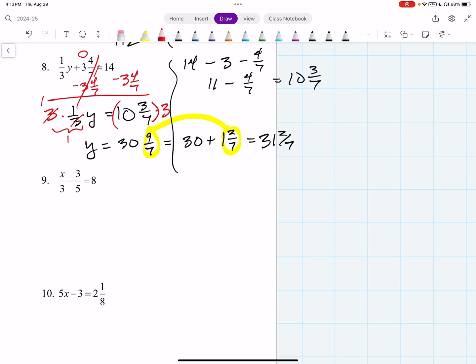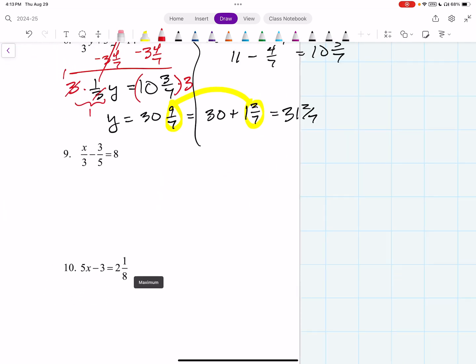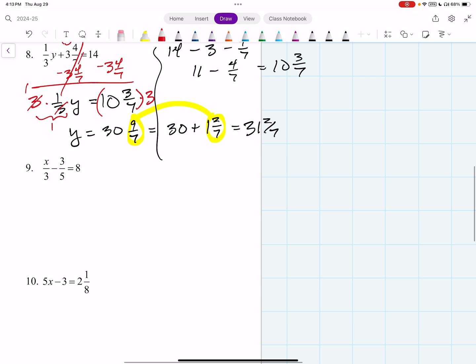We got add the opposite again. So let's add the opposite here. We're going to add 3/5 to both sides. The opposites on the left cancel to 0. I get x divided by 3 is equal to 8 3/5. There's no side work needed there. 8 plus 3/5 is 8 3/5.